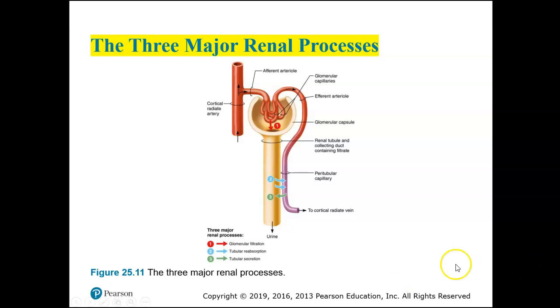And this just shows you the 3 processes and where they occur. Filtration occurs in the renal corpuscle. The blood is filtered through the glomerulus, and filtrate is collected in the Bowman's capsule or glomerular capsule. Your tubular reabsorption happens mostly in the PCT, and secretion happens mostly in the DCT. But you can see that reabsorption means from the filtrate back into the blood, and secretion means from the blood back into the filtrate, or the urine.